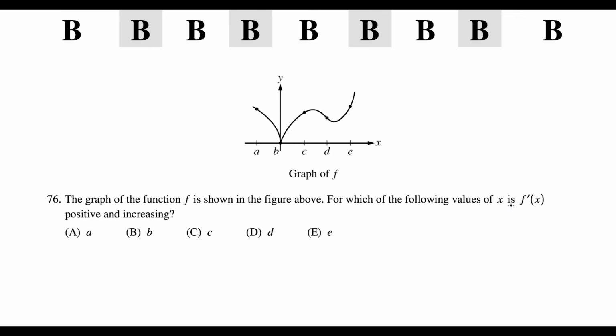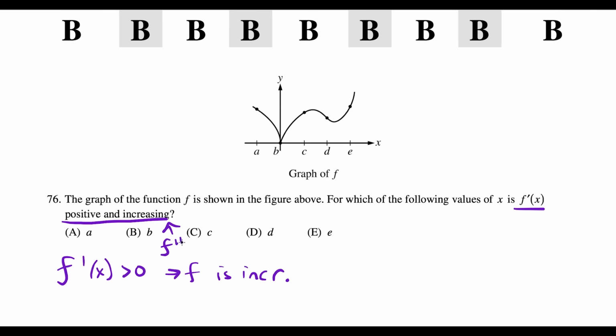We want to know for which of the following values of x is f prime both positive and increasing. Well, if f prime is positive, that tells you that f of x has to be increasing. So this means f is increasing, and we'll just abbreviate this. And then if f prime itself is increasing, this last piece means that f double prime is greater than 0. And what does that mean?